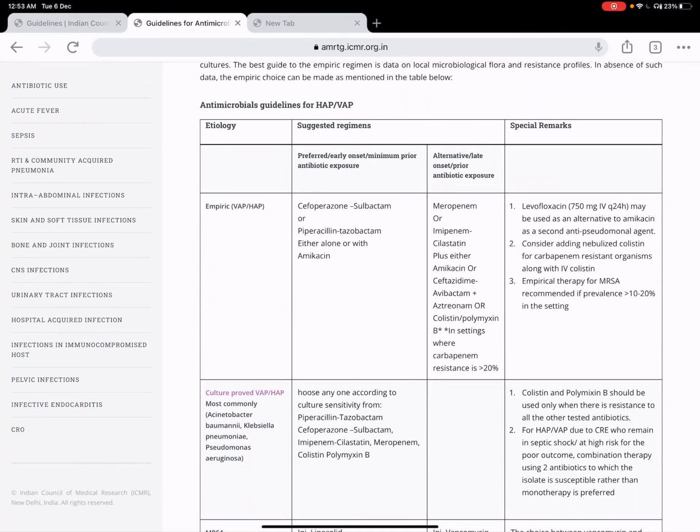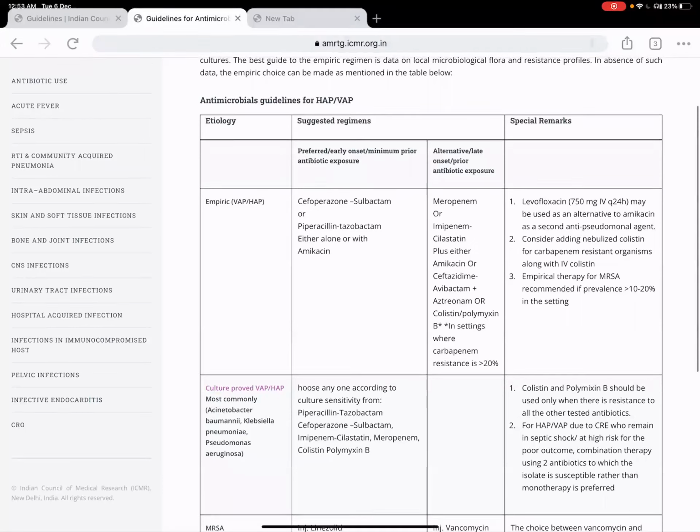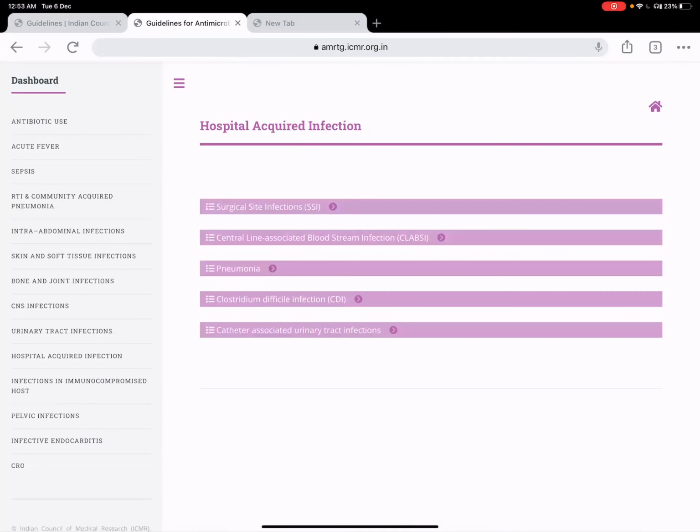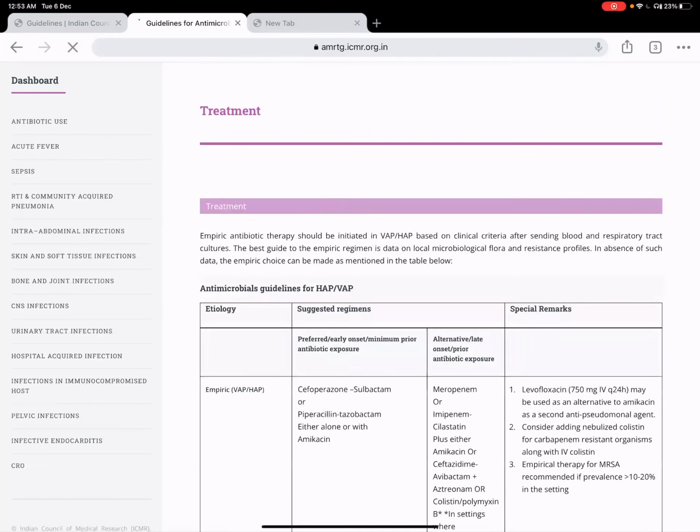Here they give levofloxacin 750 milligrams every day, which may be used as an alternative, with amikacin as a second-line anti-pseudomonal agent. So probably in India they keep levofloxacin second, but in other countries levofloxacin is the first choice. Right? This is the empirical therapy for HAP. Then pneumonia, central line associated.